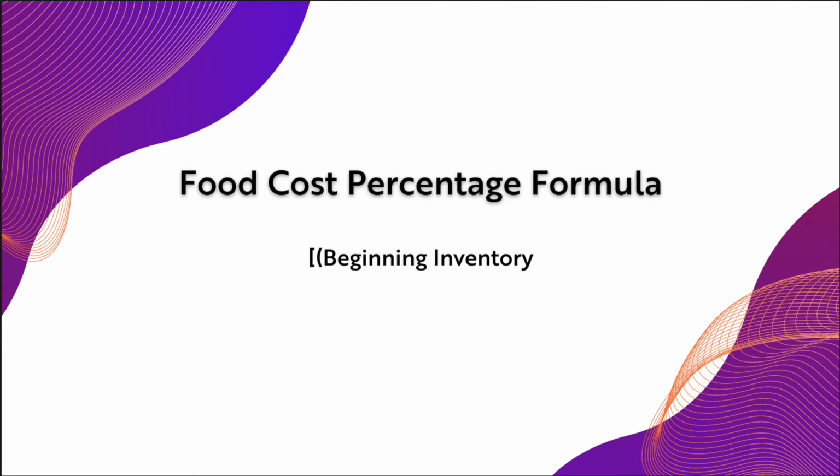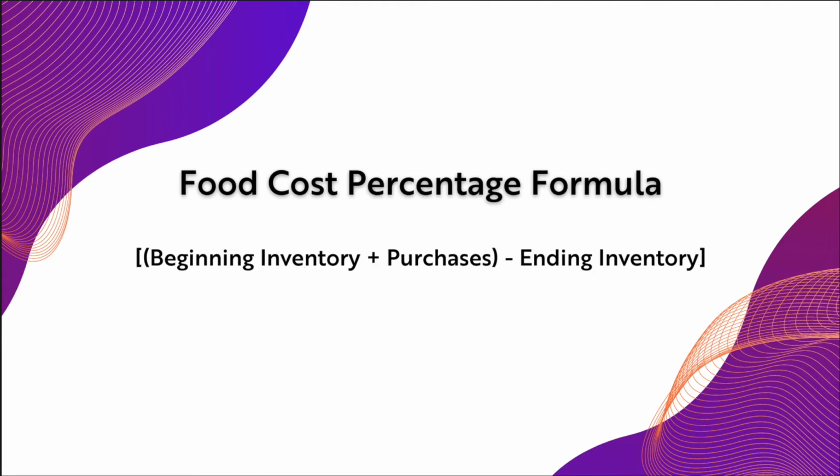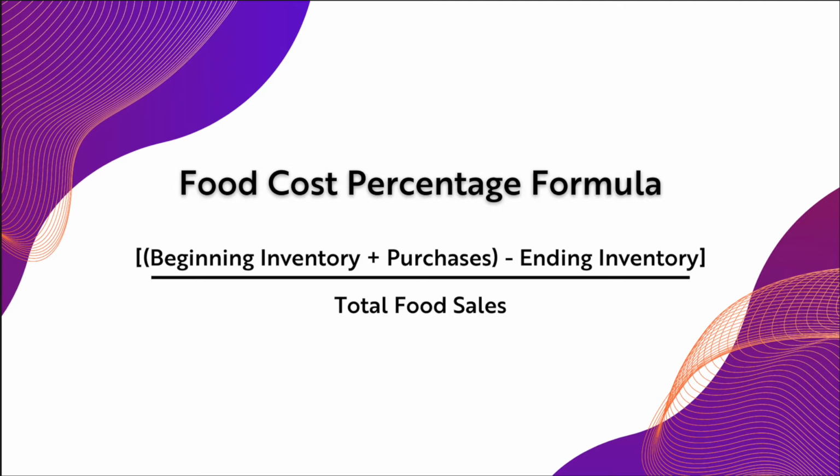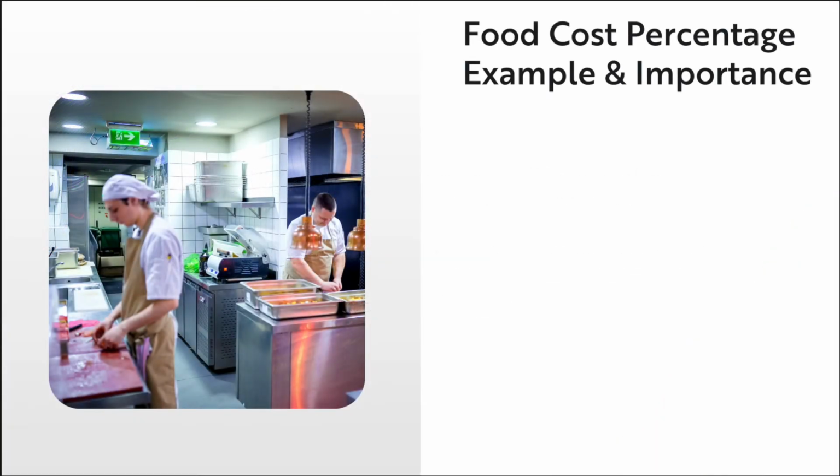Let's quickly take a diversion and go over the food cost percentage formula. You start with your beginning inventory, add your purchases, subtract your ending inventory, and divide that all by your total food sales, giving you your food cost percentage. So, as we can see, small changes equal huge impact. That's the story of food cost percentage.